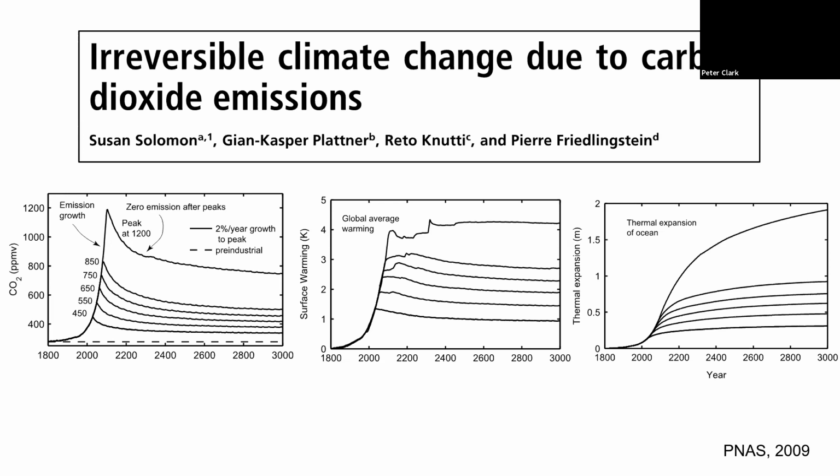And so in this regard, what Susan and colleagues did was use a simple carbon cycle model to look at different emissions shown on the left and what the corresponding CO2 concentrations would be for those emission scenarios out to the year 3000. And then in the middle panel what the corresponding surface warming would be, and then finally in terms of sea level, the thermal expansion of the ocean. So here they're looking at, in terms of the sea level commitment, this irreversible change in sea level associated with thermal expansion.